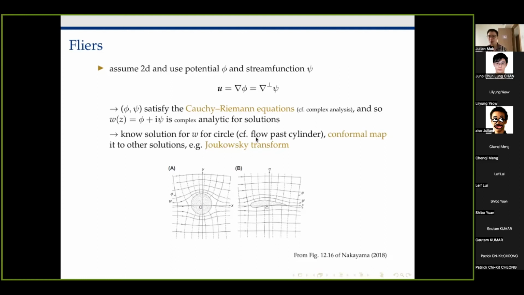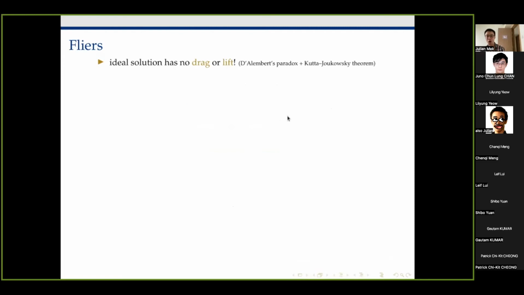So the upshot in this case is that there is, however, no drag and there's no lift. The fact that there's no drag is not entirely surprising in some sense, if you think about it, because there's no viscosity, right? So there's nothing dragging anything.